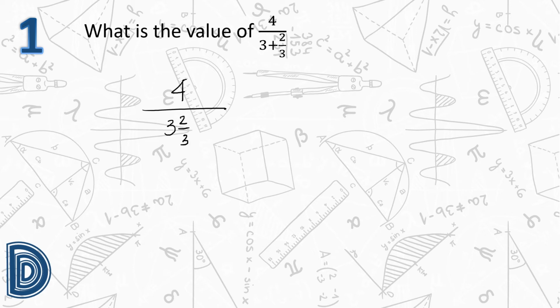Changing 3 and 2/3 into an improper fraction, we have 4 over, that is 3 times 3, 9 plus 2, 11 over 3. The expression is now a quotient between two values, a whole number and a fraction. To do this, we copy the numerator and multiply by the reciprocal of the denominator, that is 3 over 11. Hence, we have 4 times 3 that is equal to 12 over 11.